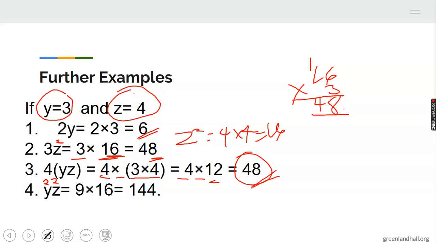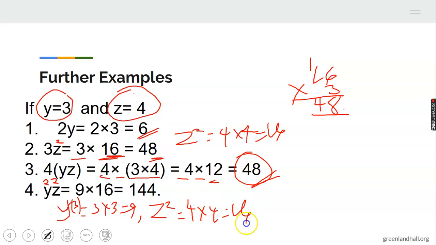Now look at the fourth example here. Y squared Z squared. When Y, Z were together, we multiplied them. See what we have here now. Y squared, Z squared, they are together. So first, look for Y squared. Y is 3, then Y squared will be 3 times 3, and that's 9. Z squared will be 4 times 4, and that's 16. Now, Y squared is 9, Z squared is 16, so we multiply 9 times 16.